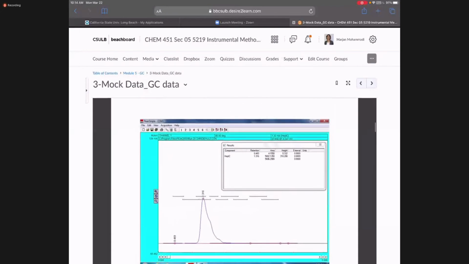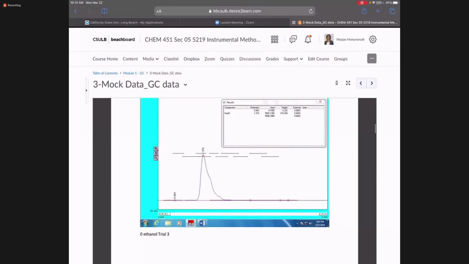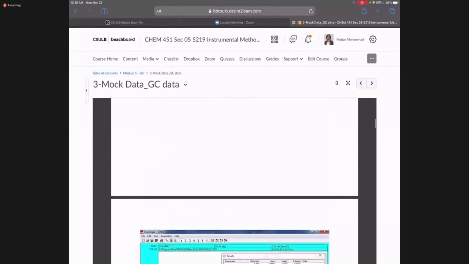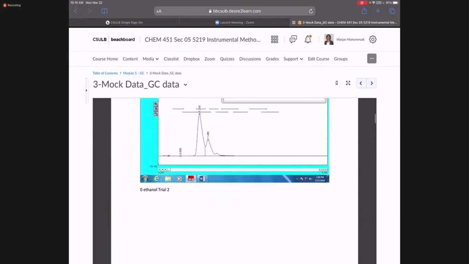This one is not the best one. See, guys, remember, if you don't have a good set of data, if you don't have a good trial, you don't need to include it in your averaging. For example, take a look at trial 3 for 40 ethanol. I don't like this one because the peaks are not separated from each other. They are not distinct.